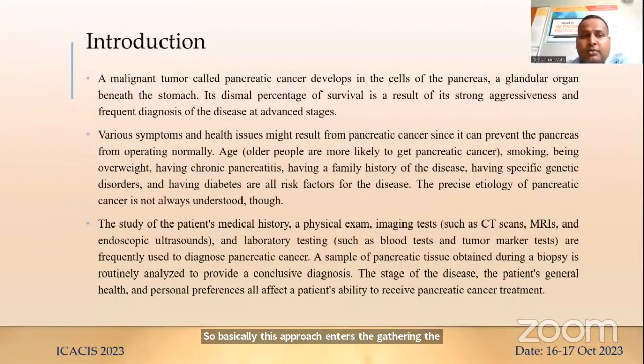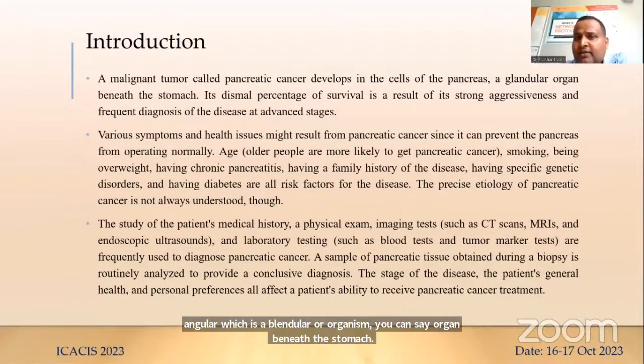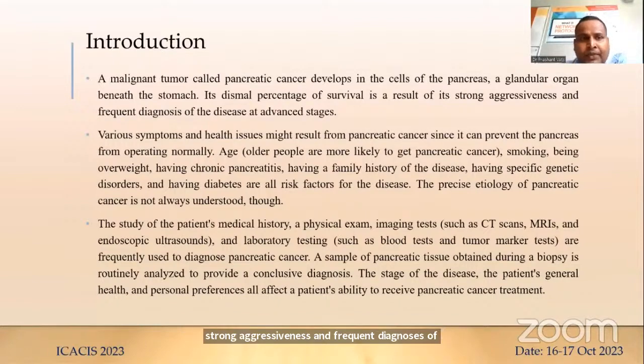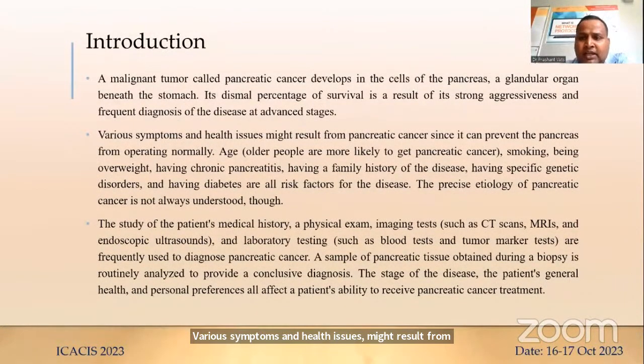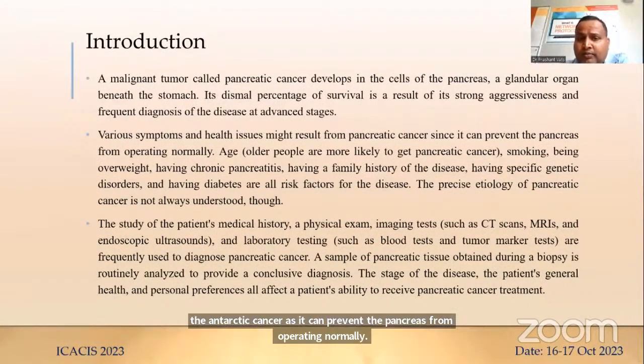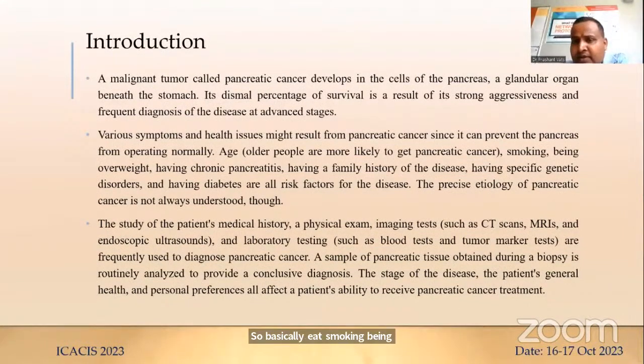When we talk about the introduction, malignant tumors are called pancreatic cancers. They develop in the cells of the pancreas, a glandular organ beneath the stomach. Its dismal survival percentage is a result of strong aggressiveness and frequent diagnosis of the disease at advanced stages. Various symptoms and health issues might result from pancreatic cancer, as it can prevent the pancreas from operating normally. Age, smoking, being overweight, having chronic pancreatitis, and having a family history of the disease are various risk factors of the disease.